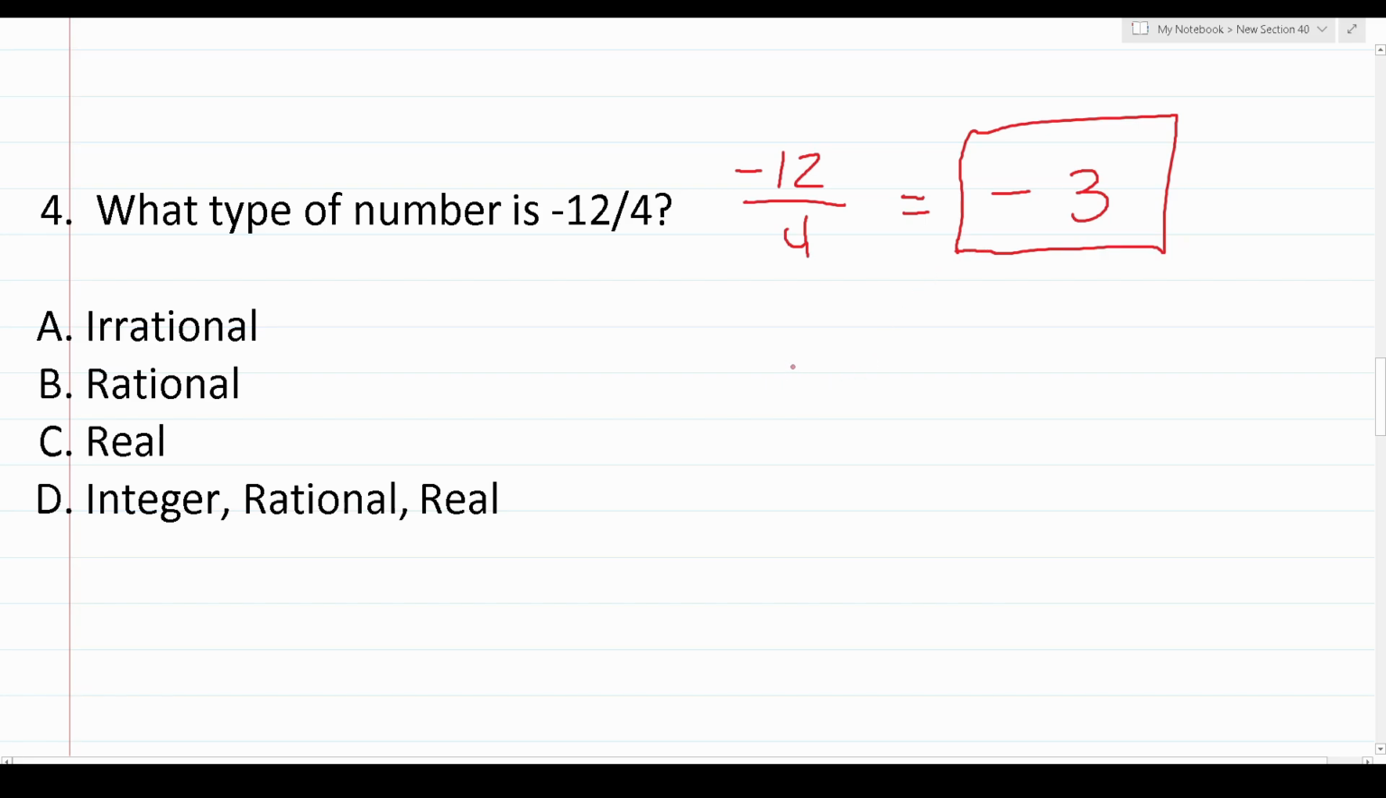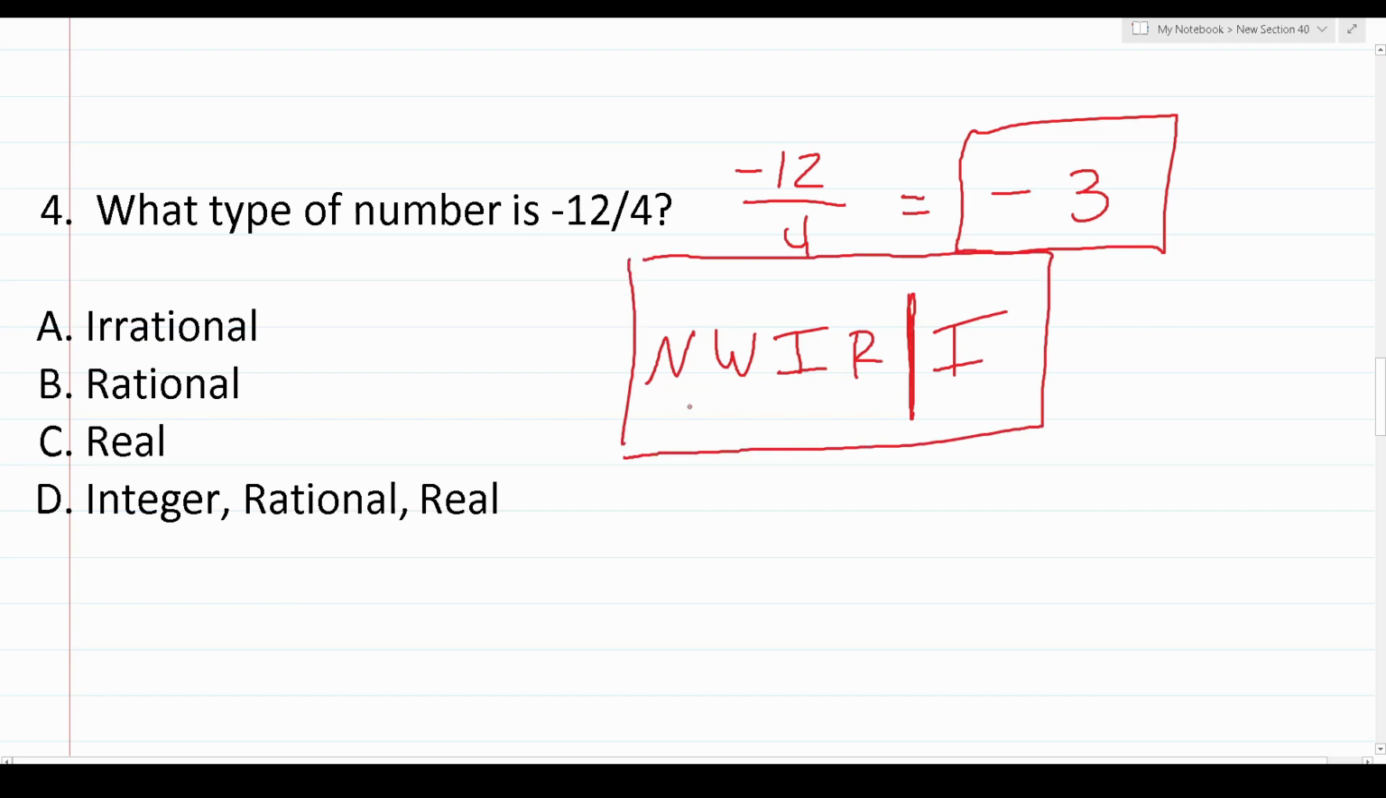Well, in a video I uploaded yesterday, I talked about using a mnemonic device to help you remember how to classify numbers. And that mnemonic device was NWIR, NWIR bar I. And this says natural numbers, whole numbers, integer, rational, irrational, and then, as I mentioned in that video, all of these numbers are real numbers.